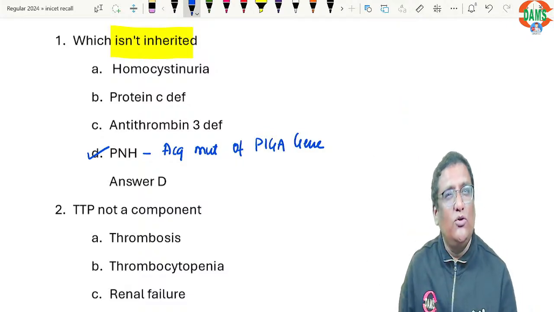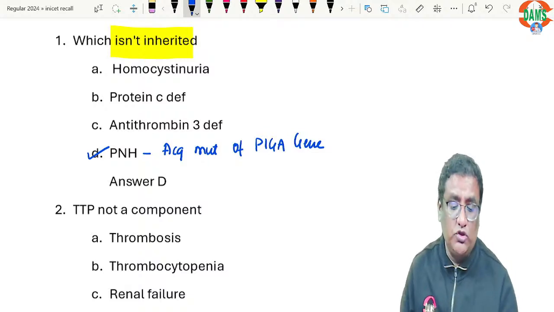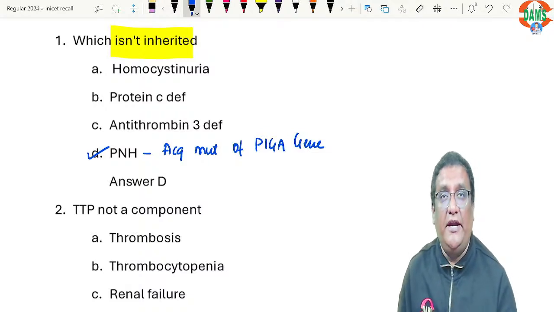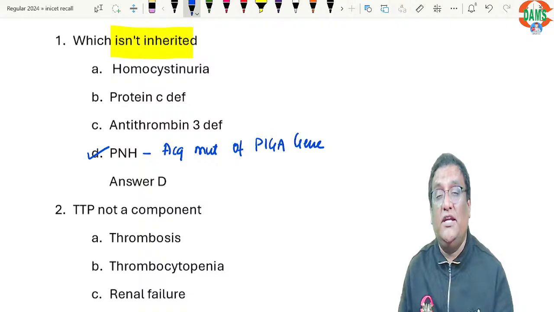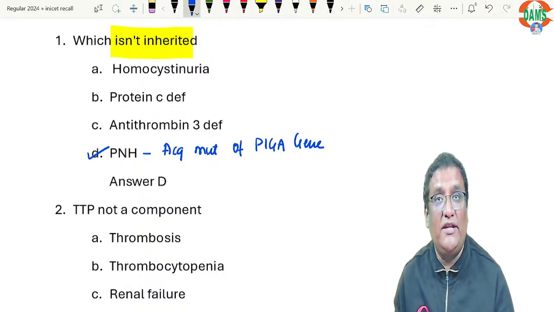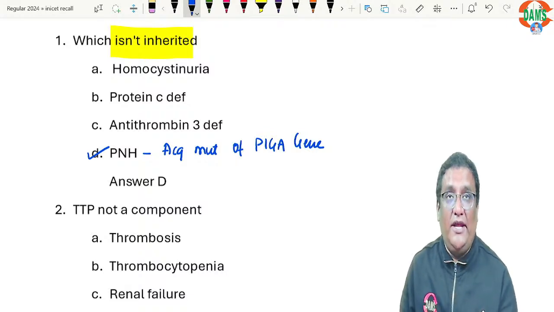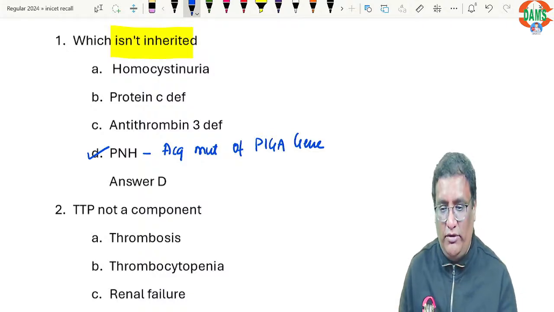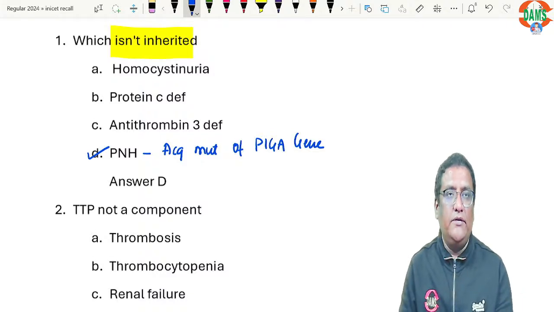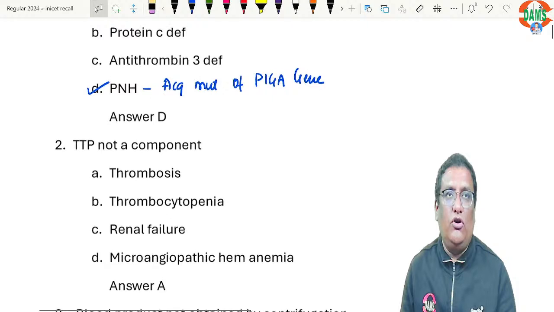In that, there are two confusing things which people get confused about. One, it is an inherited mutation. I had given this option in the class test, inherited mutation of PIGA, and that was a false statement there. It is not inherited, it is an acquired mutation.